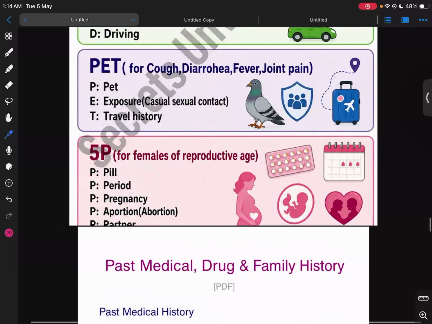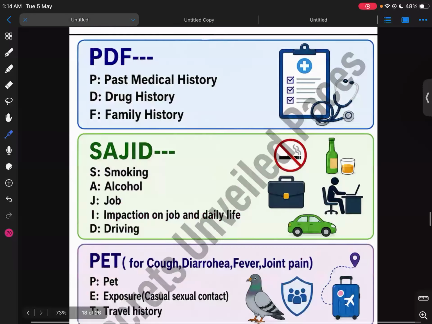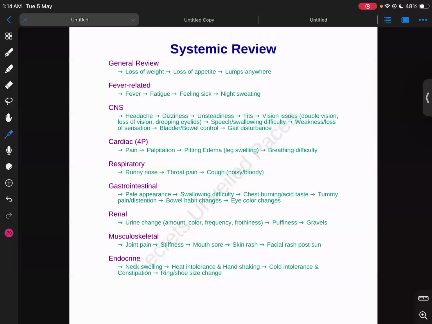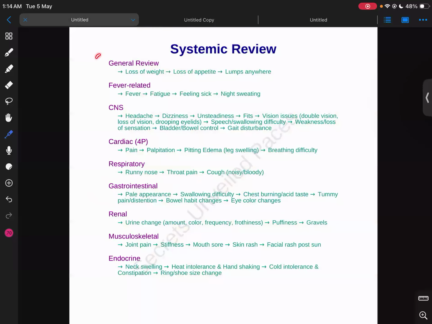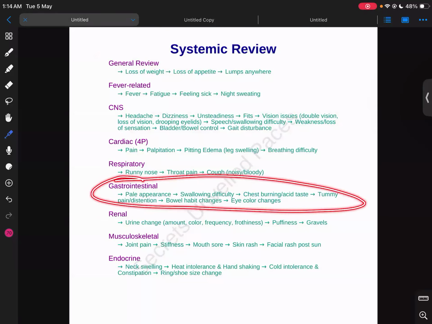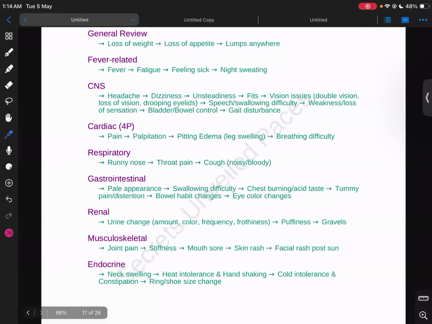The systemic questions are there in the PDF. These are the GIT systemic questions. For every GIT prompt, after doing the symptom analysis, then PDF SAGIT, I would suggest doing the screening questions for the differential diagnosis. Then at least touch the GIT systemic questions. If you don't get to touch all the questions, it is okay, but at least touch all these GIT systemic questions. Do you think you are getting pale day by day, any swallowing difficulty, any heartburn or chest burn, any tummy pain, any change in bowel habit, any change in color of the eyes, that is due to jaundice.